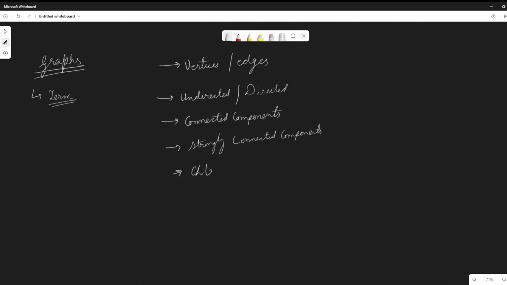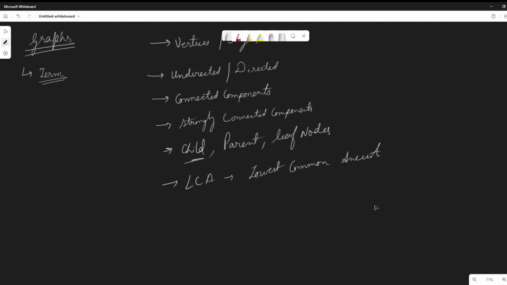Now, what is child? It is similar to tree: child, parent, leaf nodes, and at last LCA. LCA means lowest common ancestor. Okay, so let's talk first of all about vertex.